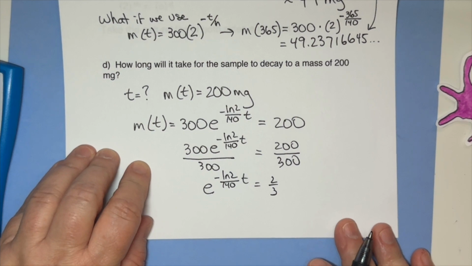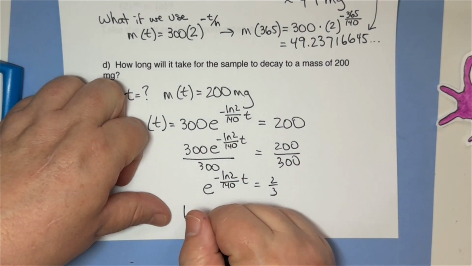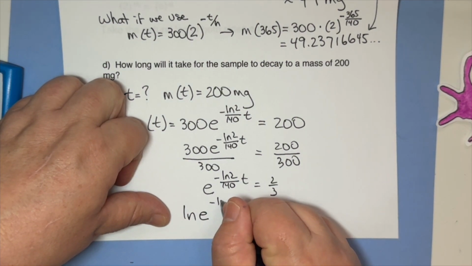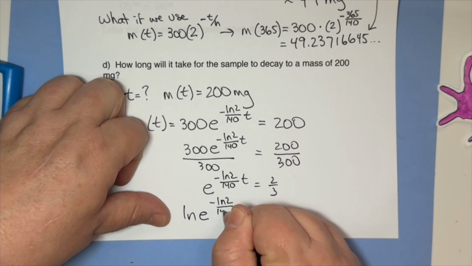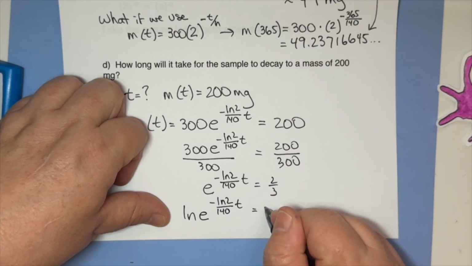Next thing I'm going to do is take the natural log of both sides, because that's what the book likes to do. You can also convert it to exponential form if you prefer.